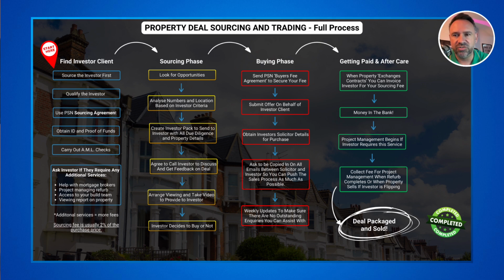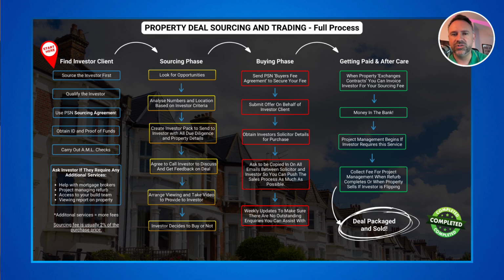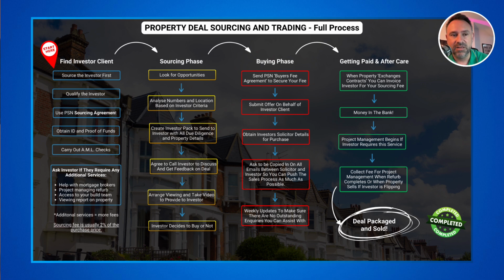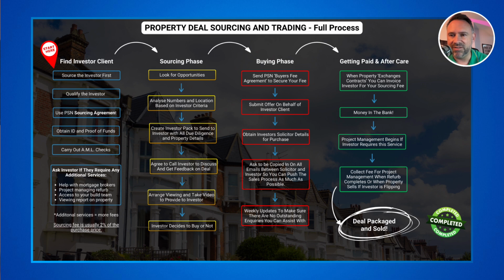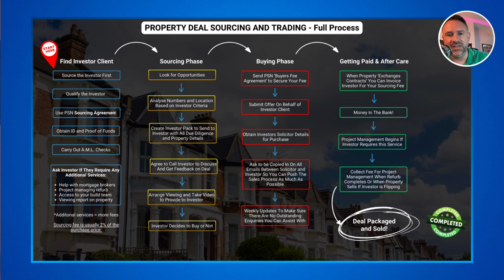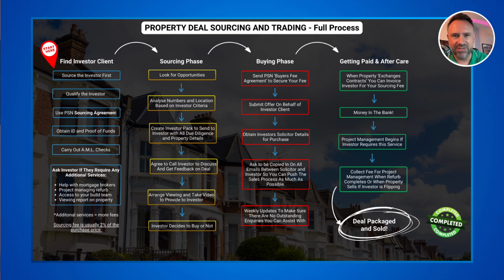And next up, we've got the sourcing phase. This is when we actually think about going out and finding the opportunities. So the sourcing phase is looking for opportunities. Surprise, surprise. Then, once we've found an opportunity that looks like it's got potential, we're going to analyze the numbers and the location based on the investor criteria that we got from the sourcing agreement. Then we're going to create the investor pack to send over to the investor with all of your due diligence and the property details itself. It's kind of like a property brochure.